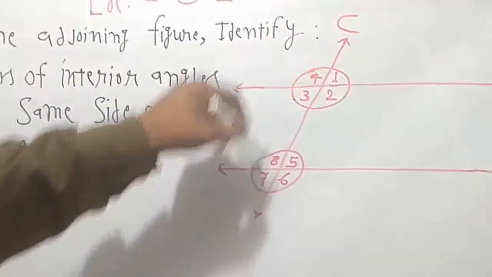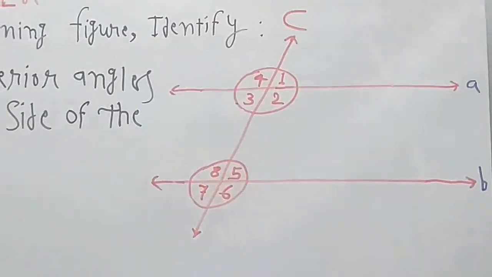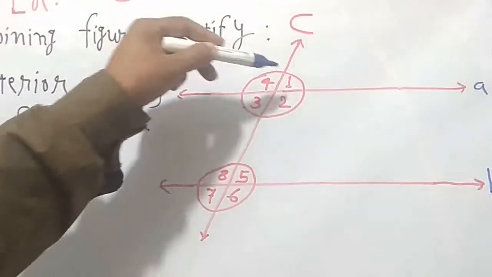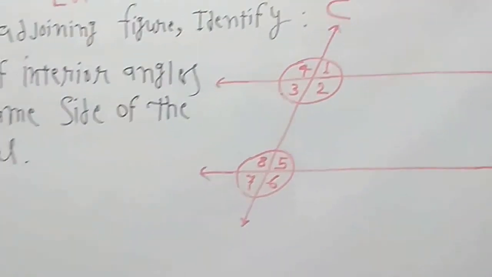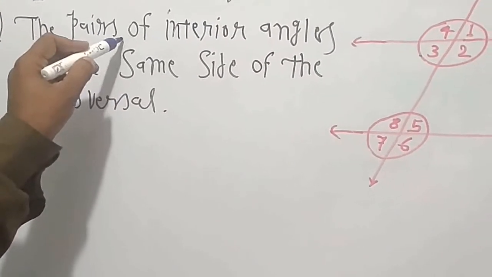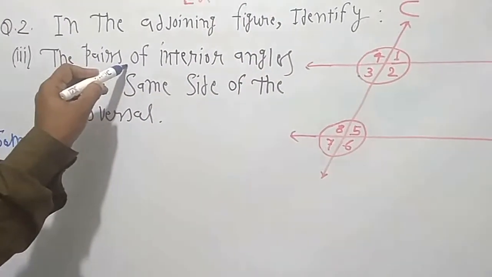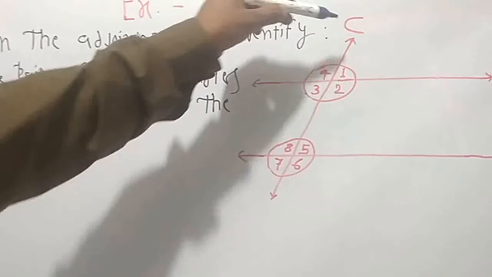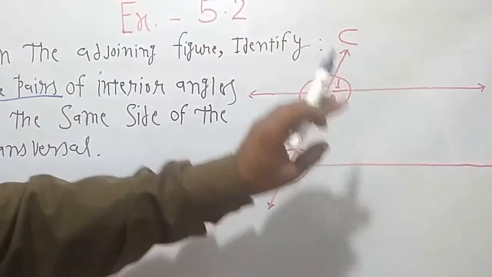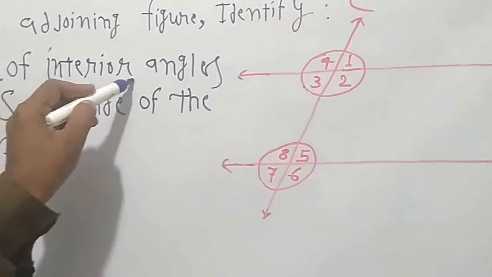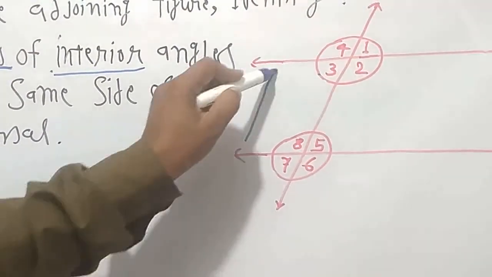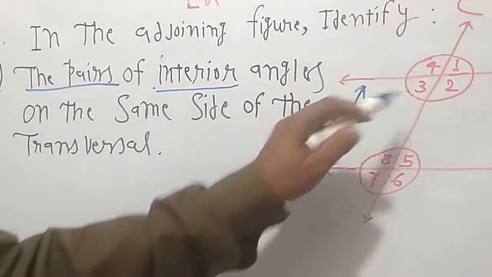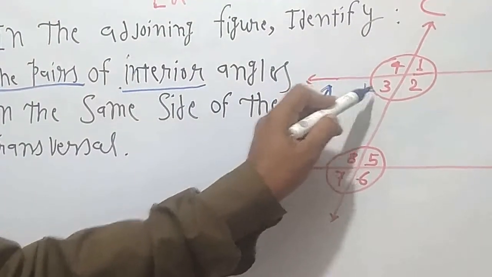For the third part, the pairs of interior angles on the same side of the transversal. This is our transversal c on a and b. This transversal creates angles 1, 2, 3, 4 and so on. This time we are searching the pairs of interior angles on the same side of the transversal. There are two sides. Here the word is interior, so we are searching the interior angles. Interior angles are 3, 2, 5, 8. On the same side there are angles 3 and 8.